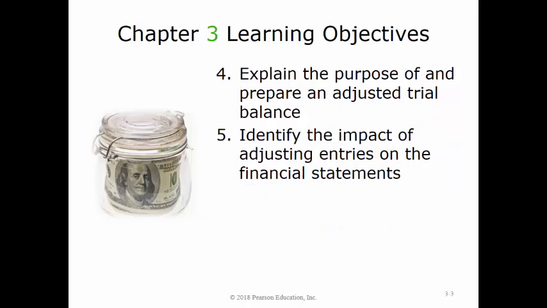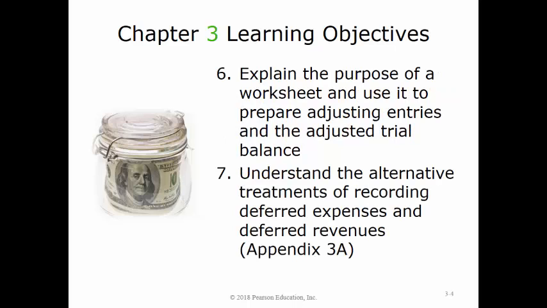The next two learning objectives for Chapter 3 are to explain the purpose of and prepare an adjusted trial balance and to identify the impact of adjusting entries on the financial statements. The last two learning objectives are to explain the purpose of a worksheet and use it to prepare adjusting entries and the adjusted trial balance, and to understand the alternative treatments of recording deferred expenses and deferred revenues.